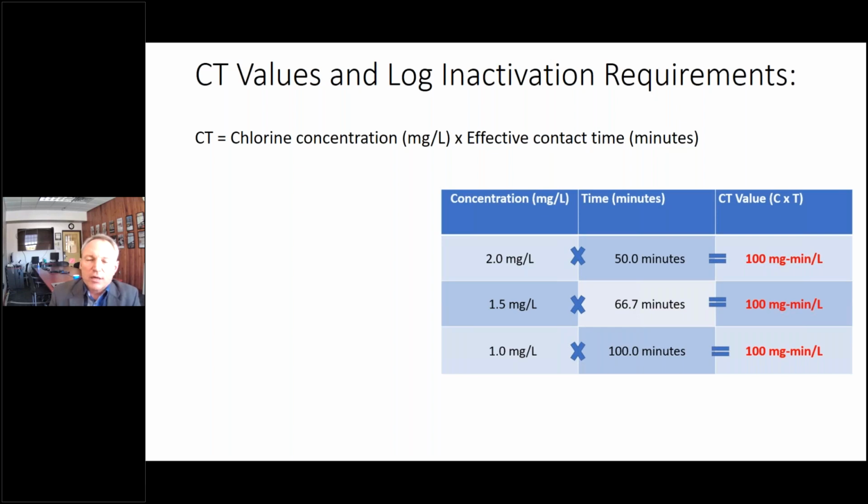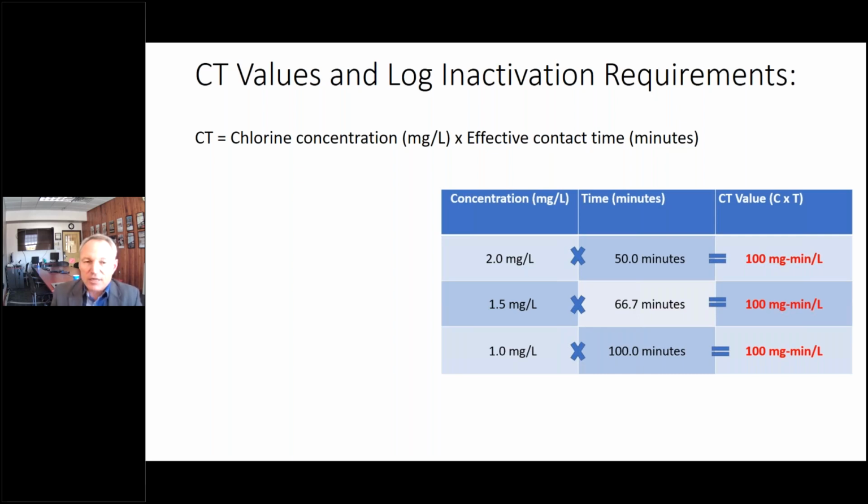This table here shows 3 equivalent CT values, concentration times time. And the first one on the top, 2 milligrams per liter concentration times a contact time of 50 minutes gives us 100 milligram minute per liter. It's kind of a strange unit, but notice we're multiplying milligram per liter times minute. So that's how it's usually represented. If I zoom down to the bottom, 1 milligram per liter, a lower concentration, but a longer time, times 100 minutes also equals 100 milligram minute per liter.